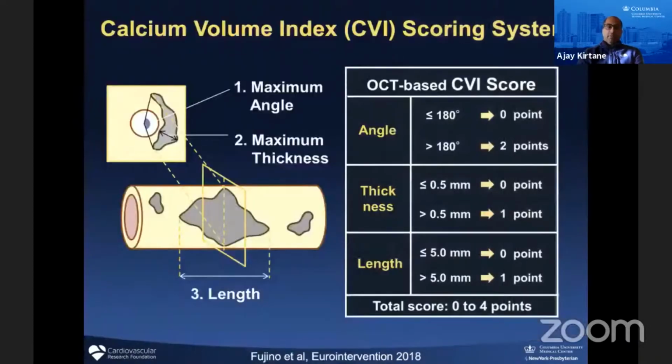And we've actually developed an OCT-based scoring system that was published that looks at the thickness of calcium, the arc of calcium, and the length of calcium. And if all those things are bad, unfavorable, more thick, more angle, more length, then that would favor an atherectomy-based approach. IVL may be able to modify this to some extent as well, but that still remains to be determined.